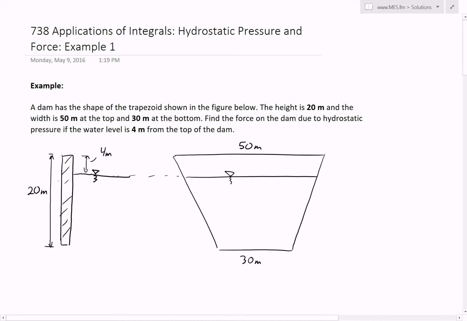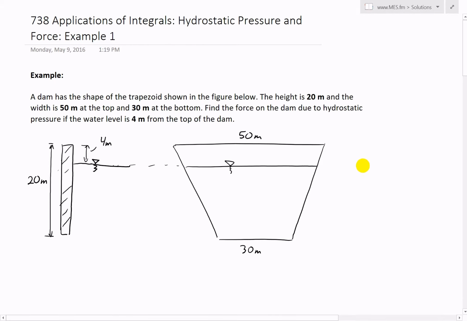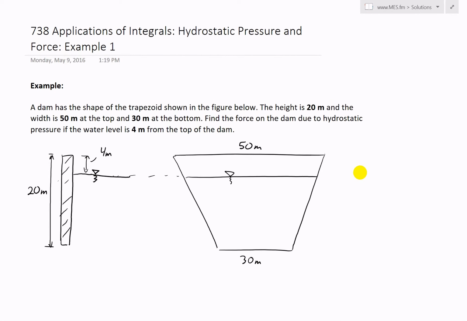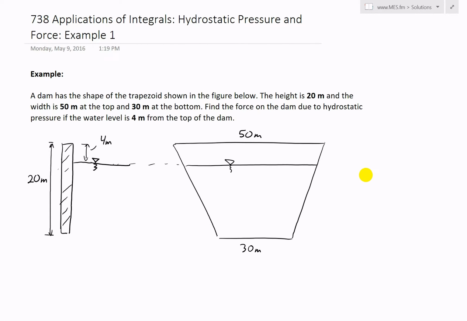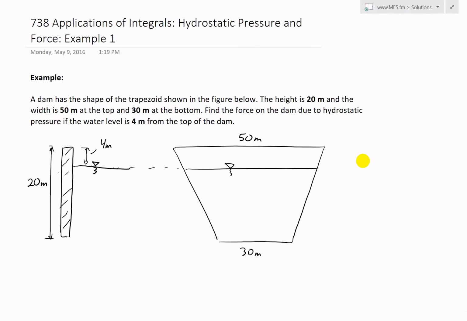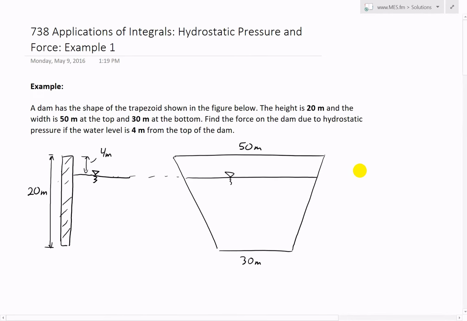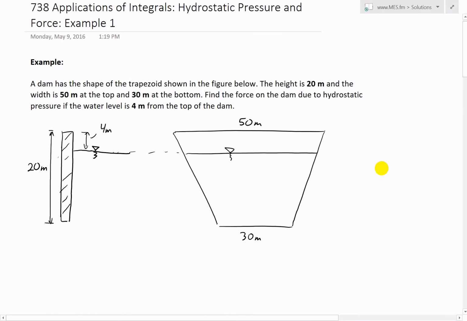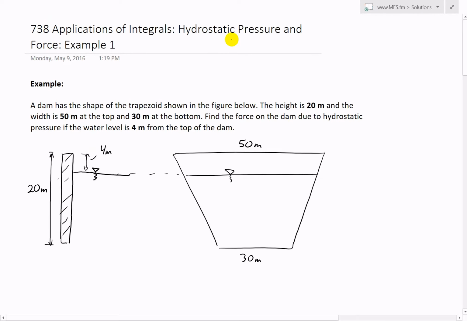Time to discuss further applications of integrals and look at hydrostatic pressure and force, and now look at example 1 of this quick example series. It's pretty useful, basically applying integrals to physics and engineering. Make sure to watch my last video on the introduction to applications of integrals and hydrostatic pressure and force, in which I introduced what they were in somewhat detail. So make sure to check those out.